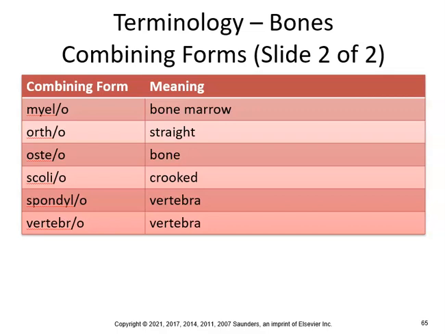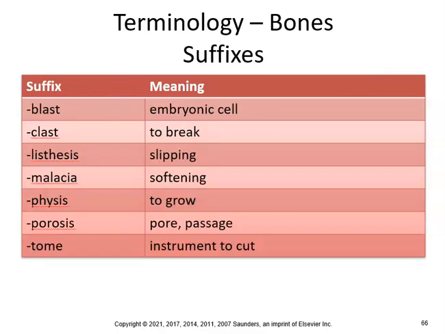Spondylo is vertebrae, so spondylolysis or spondylolisthesis. Spondylitis would be inflammation of the vertebrae. Spondylolysis is an abnormal condition of the vertebrae, which is basically wear and tear. And the vertebra or vertebral would be pertaining to the vertebra. Blast, embryonic cell. So osteoblast is an immature bone cell. Clast means to break, so osteoclast is a large cell that will break down bone. Listhesis is slipping, so again spondylolisthesis is a forward displacement of vertebrae, so it could be L4, L5 spondylolisthesis.